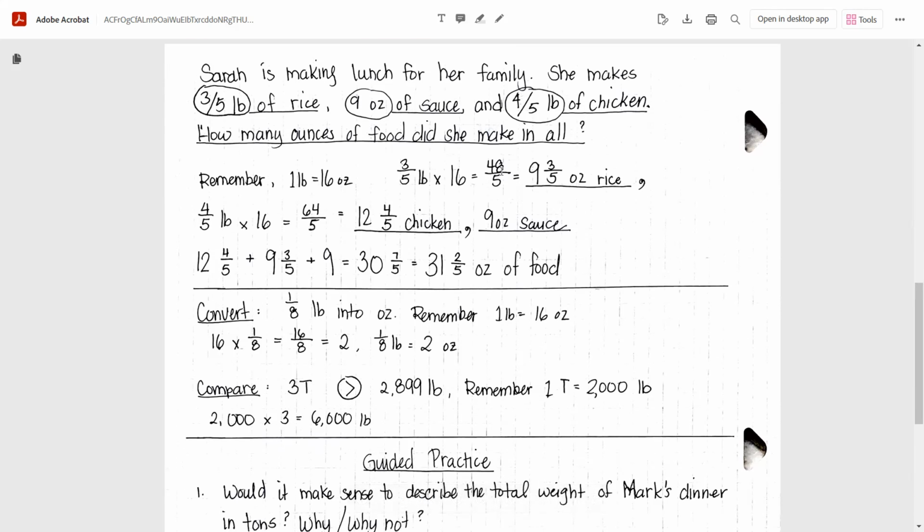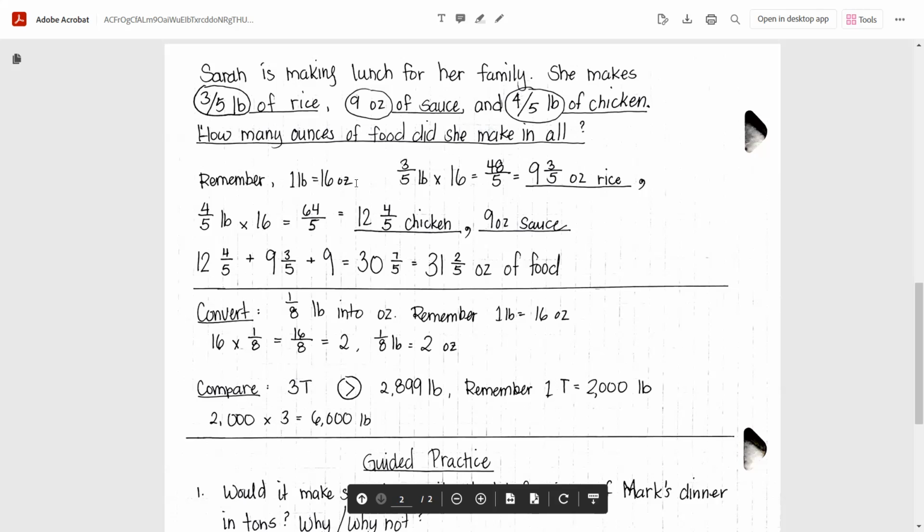For our next example, it says Sarah is making lunch for her family. She makes 3/5 pounds of rice, 9 ounces of sauce, and 4/5 pound of chicken. How many ounces of food did she make in all? So if 1 pound is 16 ounces, and since I'm using different units in my question, I need to convert all of these into ounces because my question is asking me how many ounces of food she made. So that's the unit I need to use in my answer.